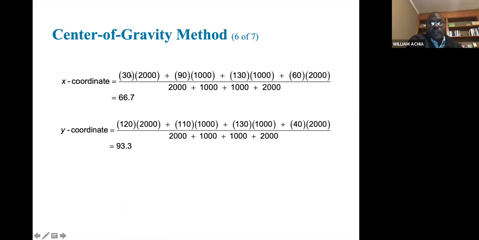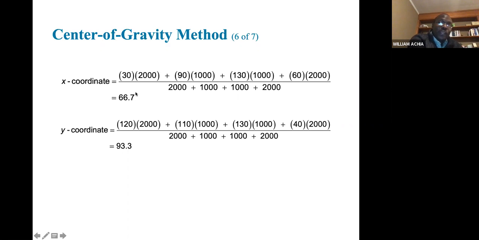So you have your coordinate of 30 multiplied by the amount of containers shipped. And then your next location was Pittsburgh with the x coordinate of 90 multiplied by the 1,000 containers shipped. And then you have New York multiplied by 1,000 containers, and finally Atlanta, coordinate of 60 multiplied by 2,000 containers shipped. You take all that, divide it by the total number of containers shipped, and you come up with your new coordinate for your new distribution center or warehouse or whatever it is you want to set up.